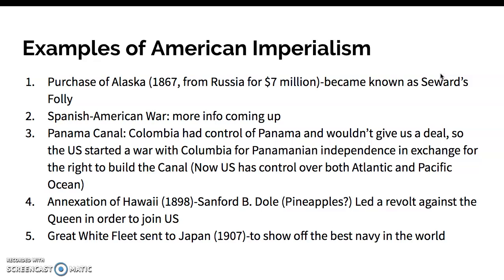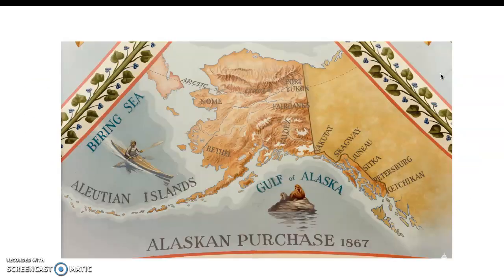And number 5, the Great White Fleet. As we were developing better ships, we gave them a nice bright white paint job, and we sent them all the way to Asia, all the way to Japan in 1907 to show off the best Navy in the world, with a lot of stops in between to kind of showcase, hey, the United States, we as a country have arrived formally. So you got Alaska.